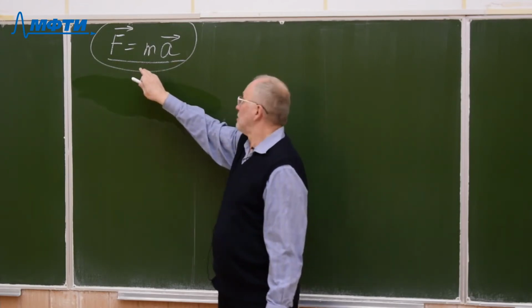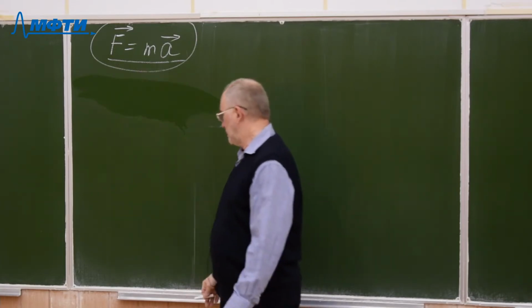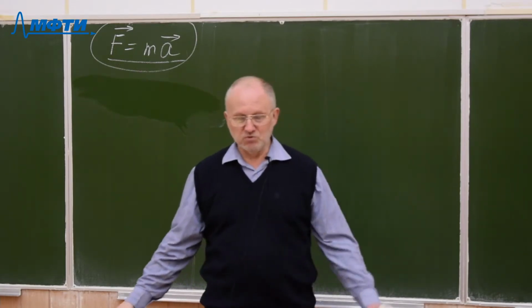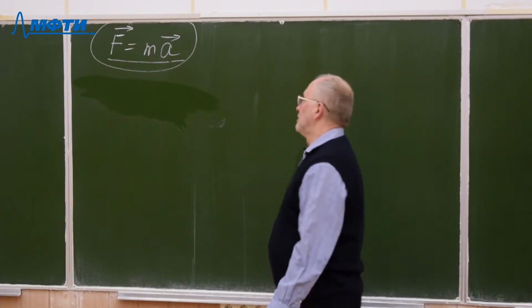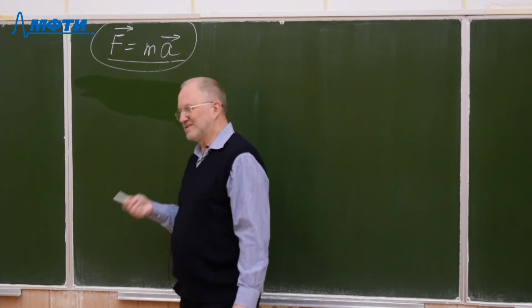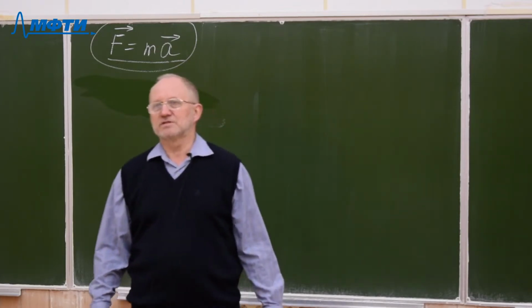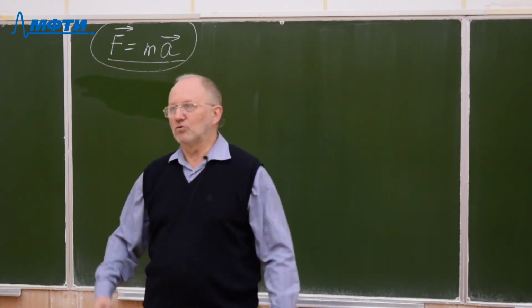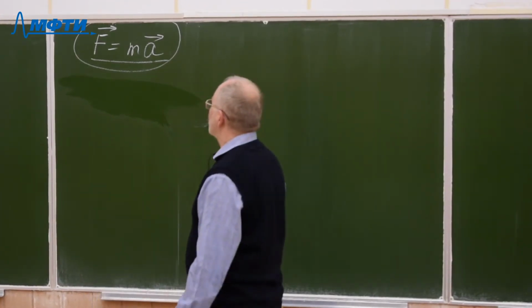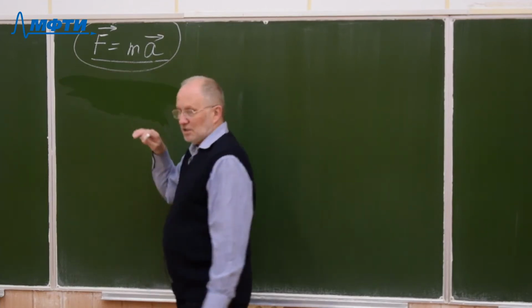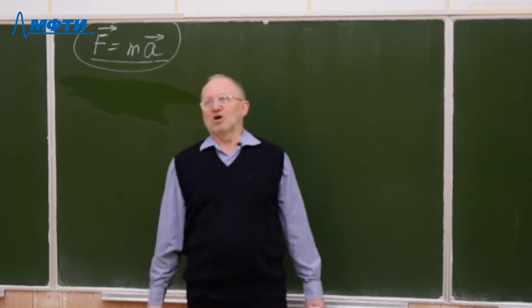At relativistic velocities, when bodies move at very high speeds, then the dynamics is different. It's not classical, it's relativistic, and all the formulas are different. So this is just an approximation for slowly moving objects.